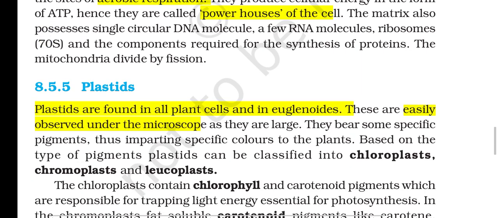8.5.5 Plastids. Plastids are found in all plant cells and in euglenoids. These are easily observed under the microscope as they are large. They bear some specific pigments, thus imparting specific colors to the plants. Based on the type of pigments, plastids can be classified into chloroplasts, chromoplasts, and leukoplasts.